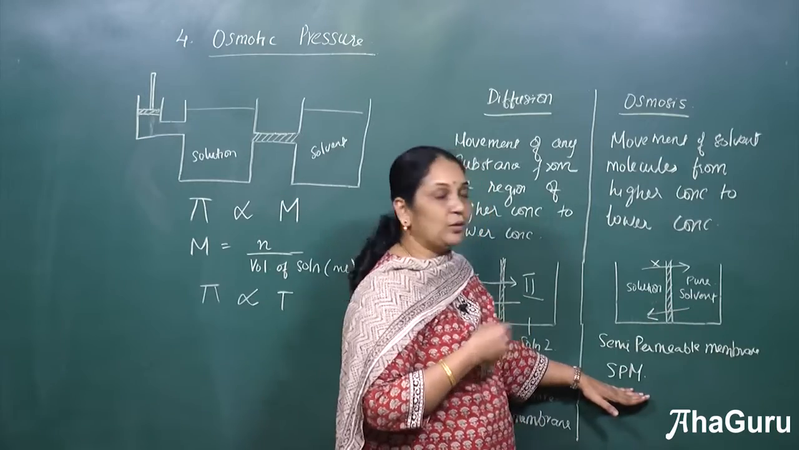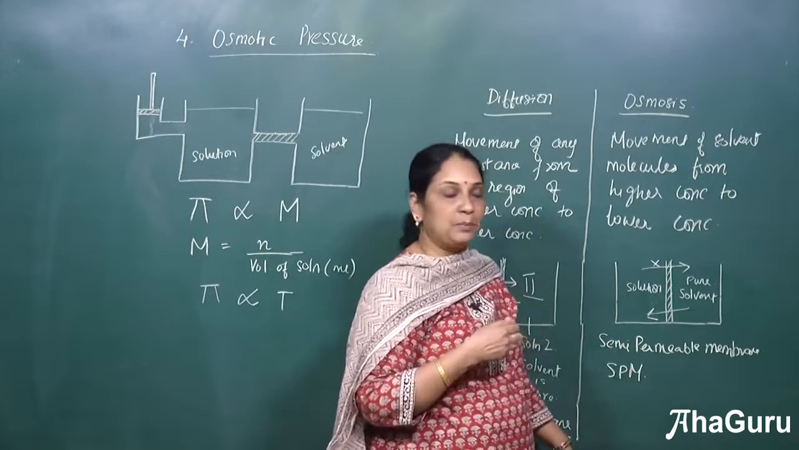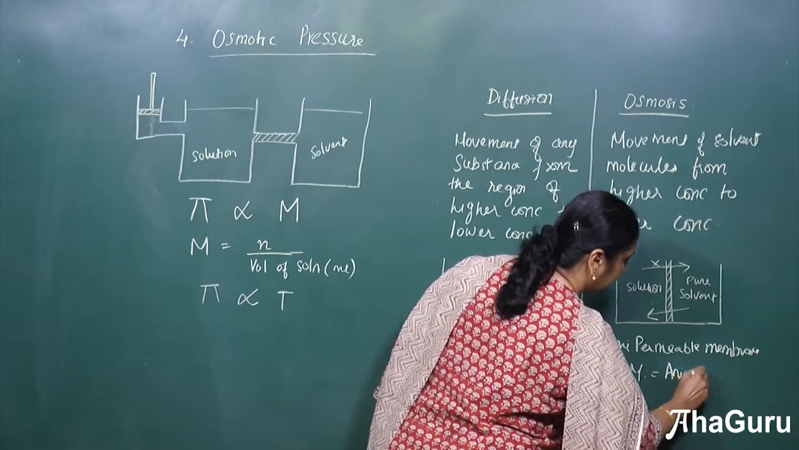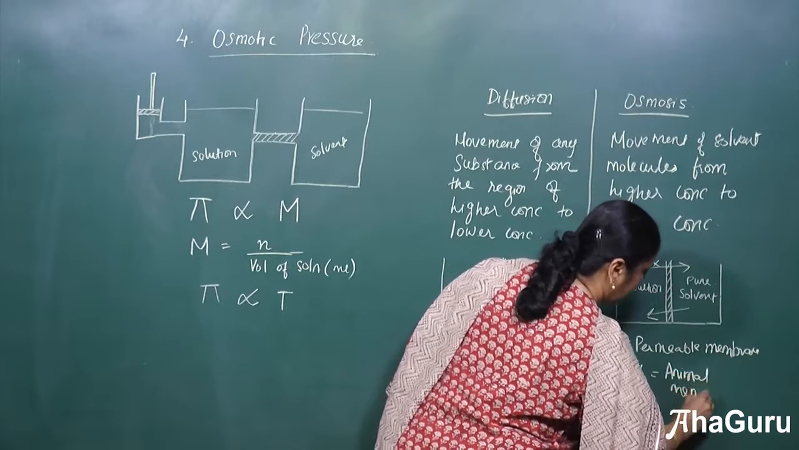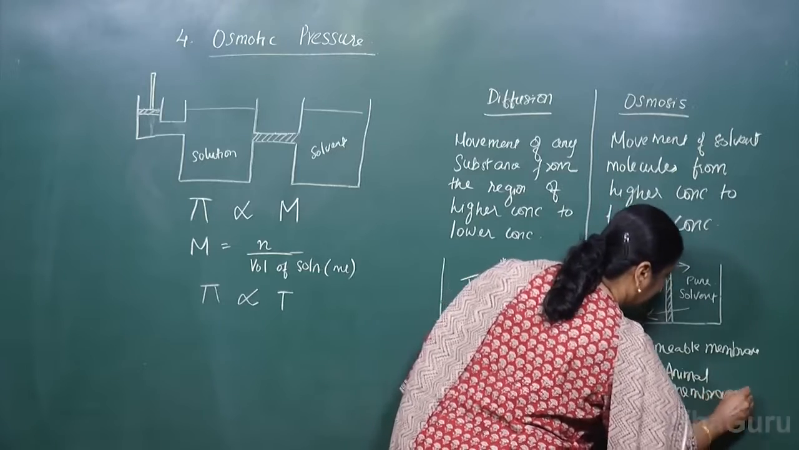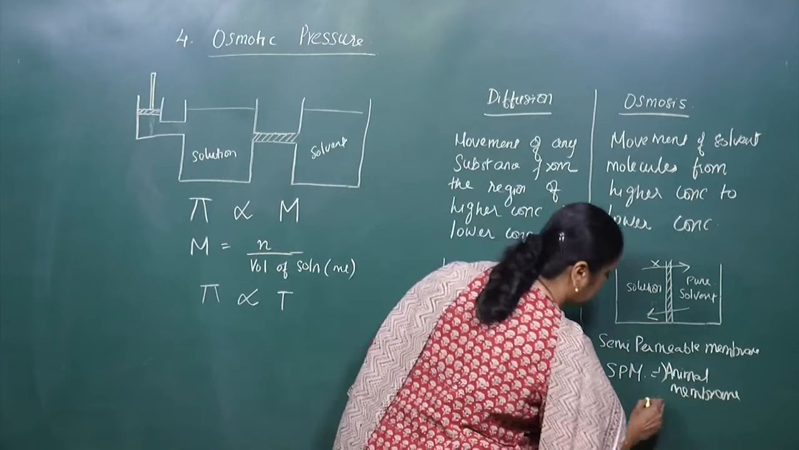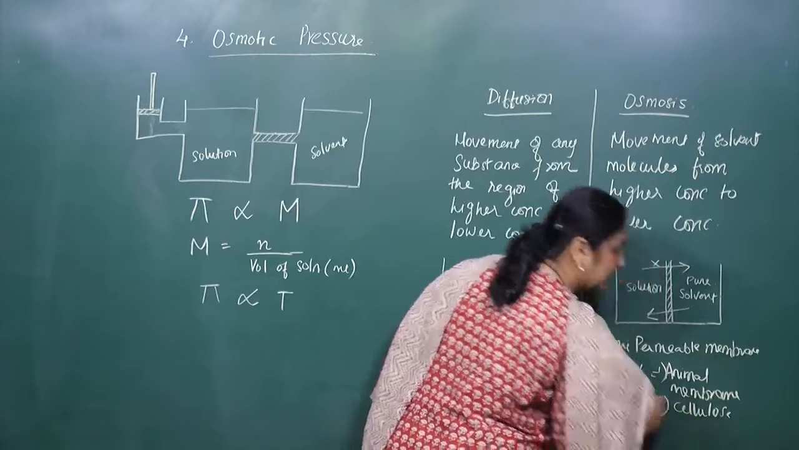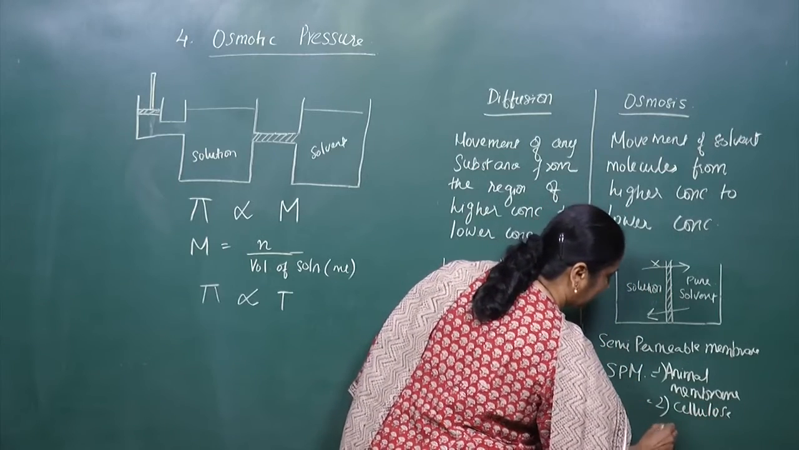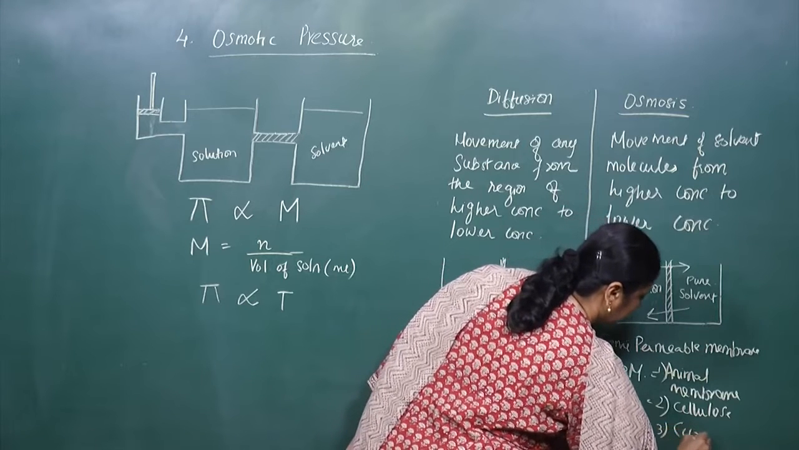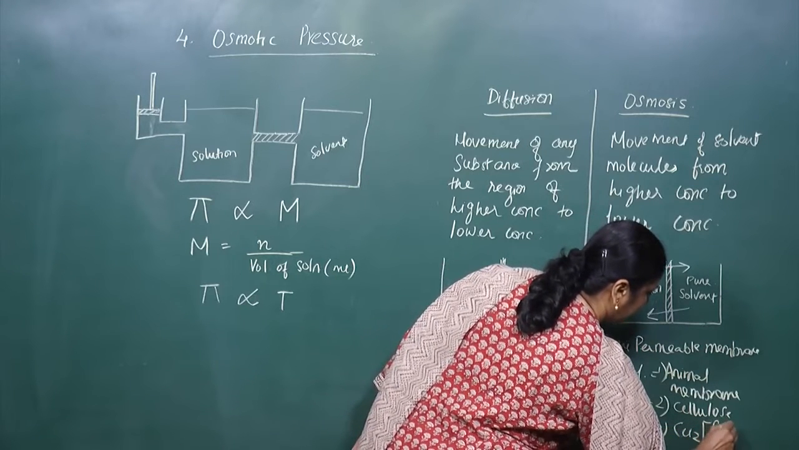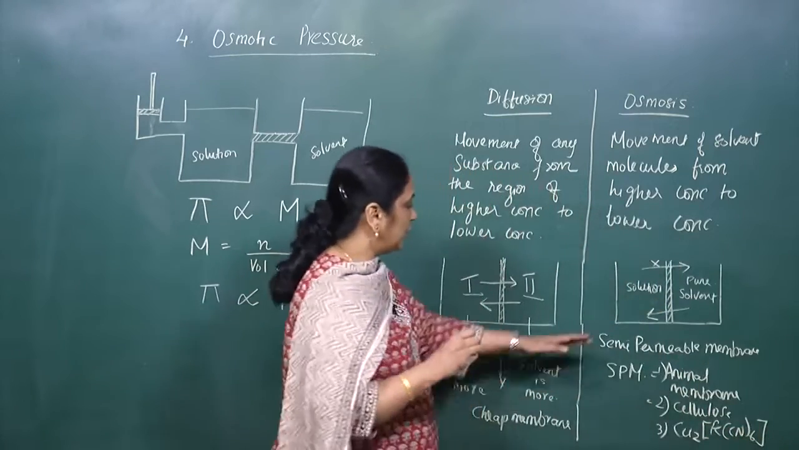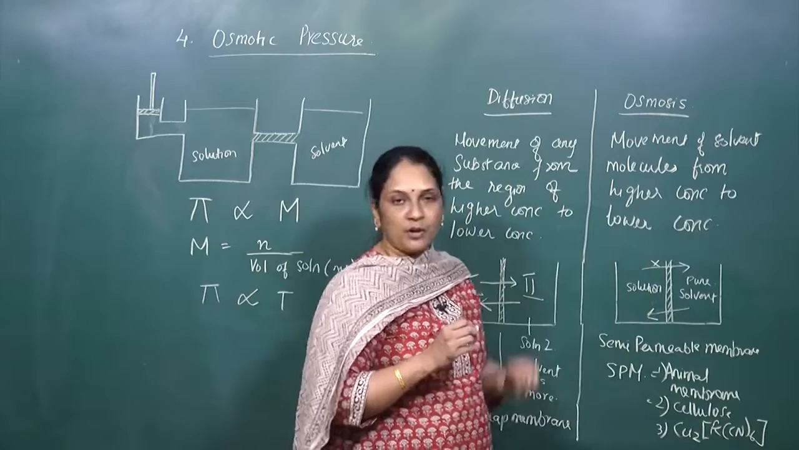So what are the different examples of a semi-permeable membrane? We can use any animal membrane. Then we can use cellulose, or an artificial membrane made of Cu2Fe(CN)6, copper ferrocyanide. These are the membranes we can use for osmosis.